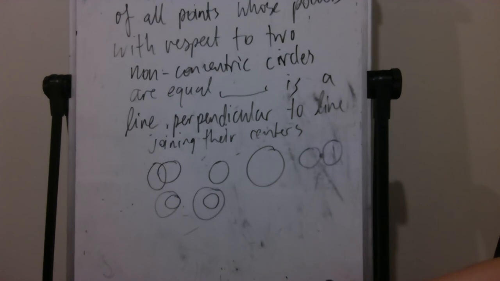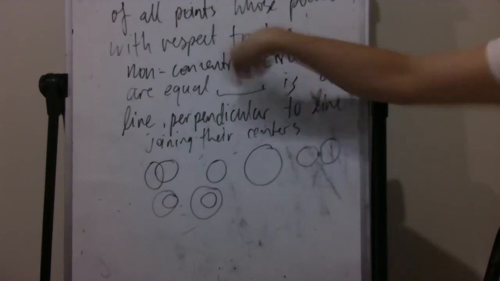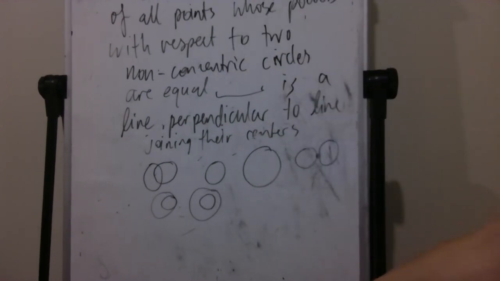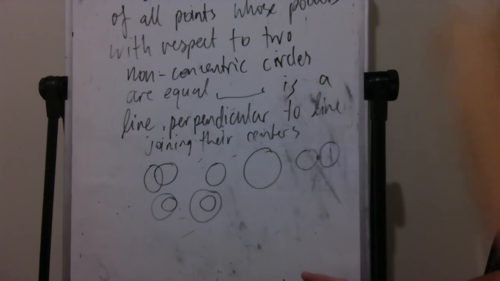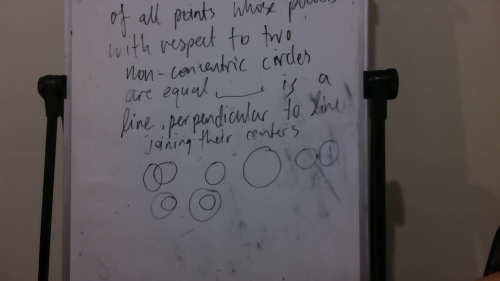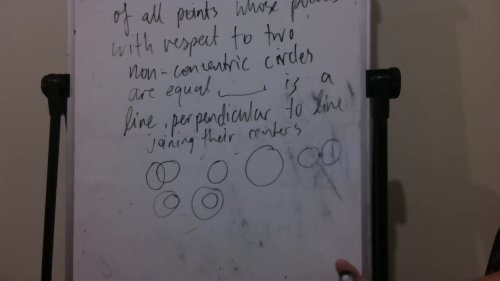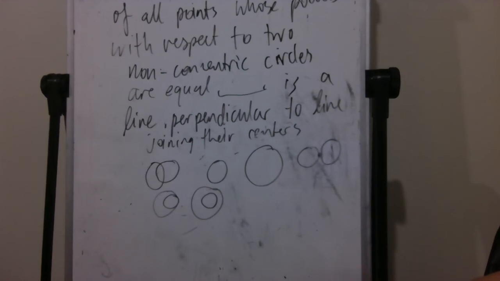It's non-concentric. I think there is an Olympiad problem saying there are n non-concentric circles. How many ways are there to draw them? Concentric is having the same center.